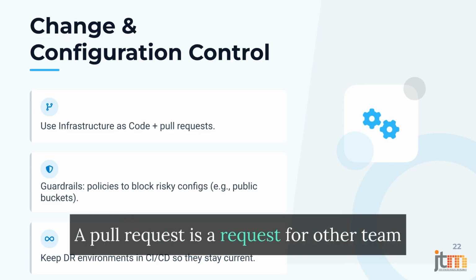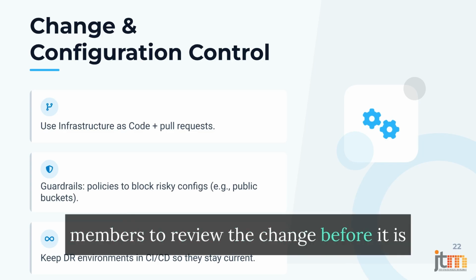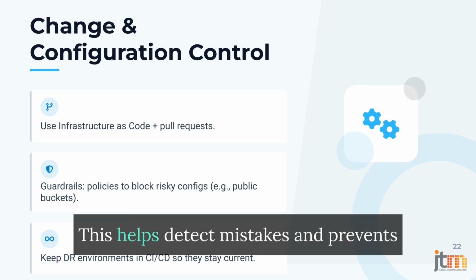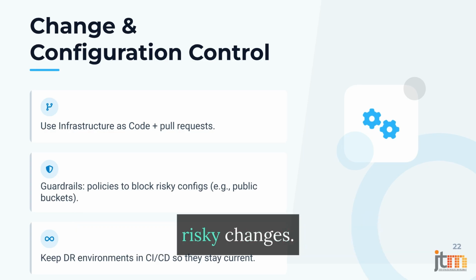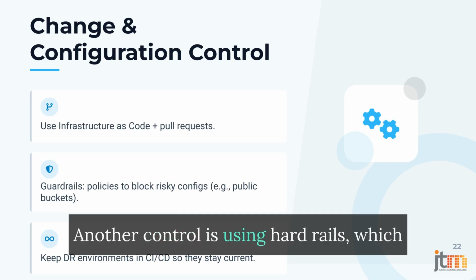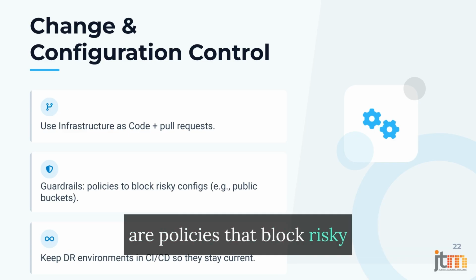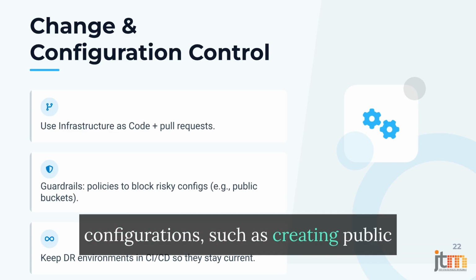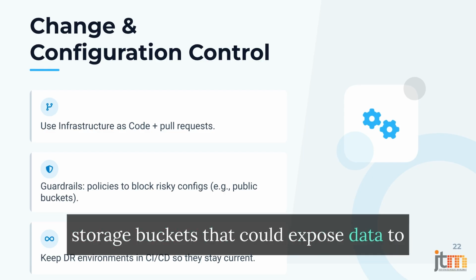A pull request is a request for other team members to review the change before it is applied to the main system. This helps detect mistakes and prevents risky changes. Another control is using guardrails, which are policies that block risky configurations, such as creating public storage buckets that could expose data to the internet.